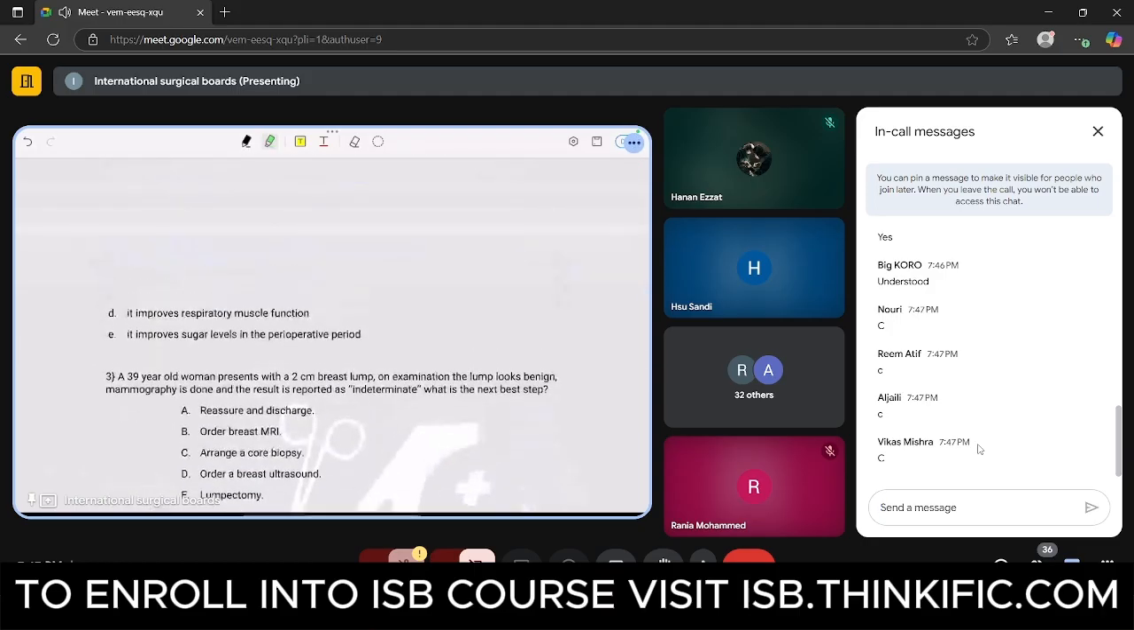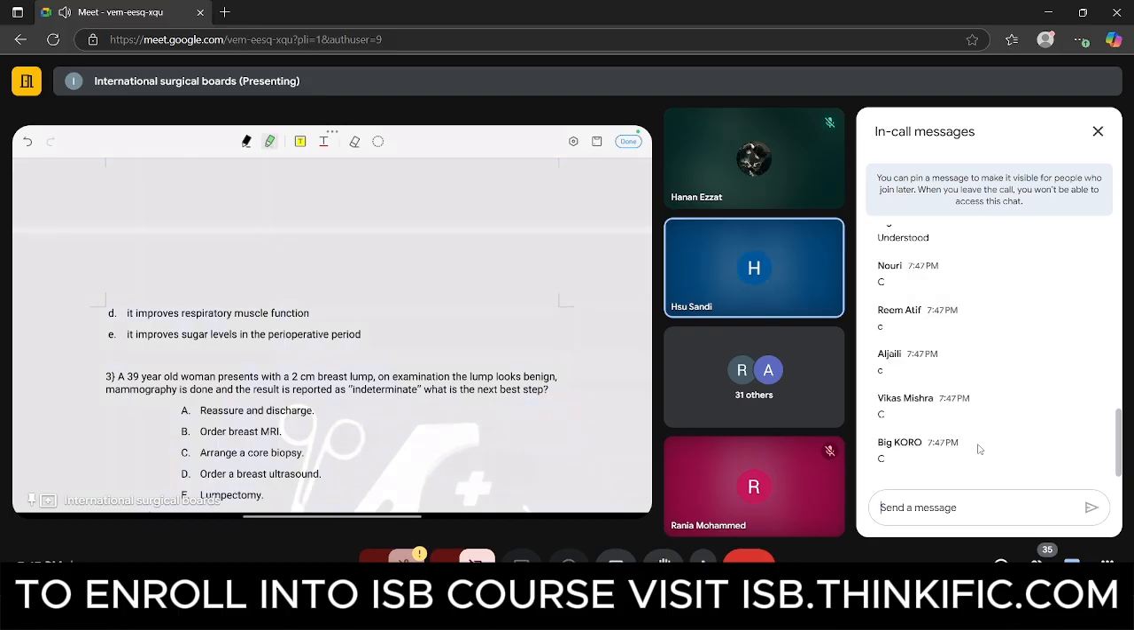A 39-year-old woman presents with a 2-centimeter breast lump. On examination, the lump looks benign. Mammography is done and the result is reported as indeterminate. What is the next best step? A, reassurance and discharge. B, order a breast MRI. C, arrange a core biopsy. D, order a breast ultrasound. E, lumpectomy. The answer is C, arrange a core biopsy.